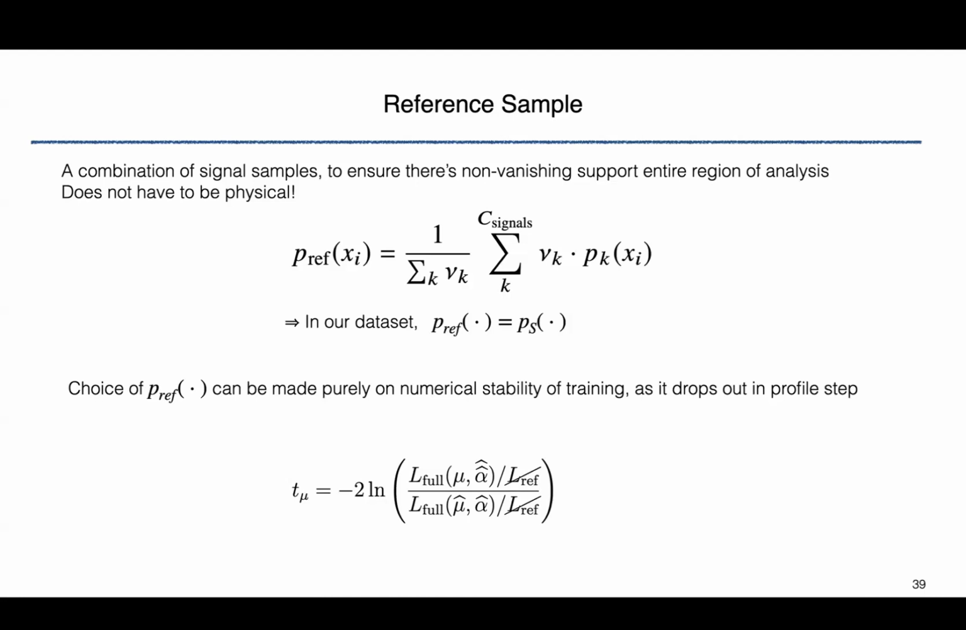And so yeah, this is what I was talking about. The choice of the reference is arbitrary conceptually, but numerically it makes sense to choose something that has support over the full range of your analysis, because it's coming in the denominator. So if the p_ref is 0 anywhere, you're in trouble. So you need to make sure. So we define it to be the combination of all signal Feynman diagrams, so that it has some non-zero value anywhere you look in the analysis.